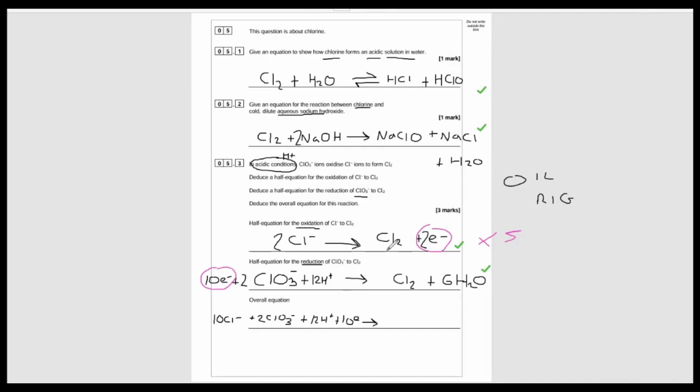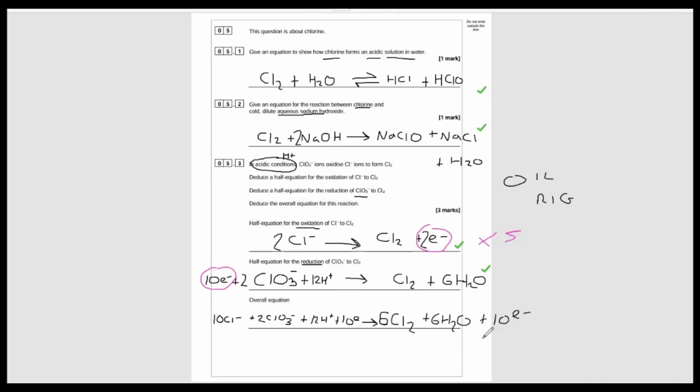Right, now I need to write in the products. So I've got 5 times Cl2, so that's going to mean I've got 5 Cl2. But oh, hold on a minute. I've also got a Cl2 down here. So let's make that a 6. Handy that 5 and 6 are close. Just whack that in. So now that's taken care of all the chlorines. And then I've got 6H2O.